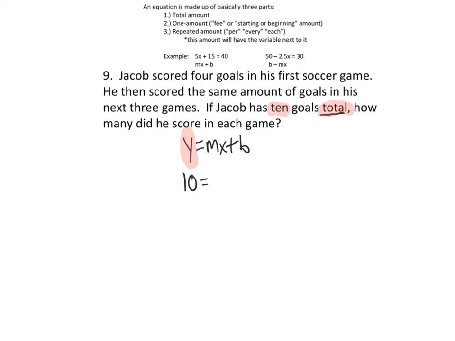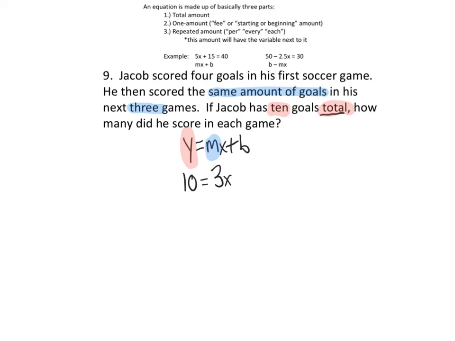m stands for the multiple times, more than once. So if we read, Jacob scored 4 goals in his first soccer game. So that's just one game. Then he scored the same amount of goals in his next 3 games. So 3 games is more than 1. So that's our more than once number. So next 3 games, he scored the same amount of goals. So the same amount of goals means that's the x, because we don't know that yet. But we do know 3 games, so 3 would go where the m is. So this would become 3x.